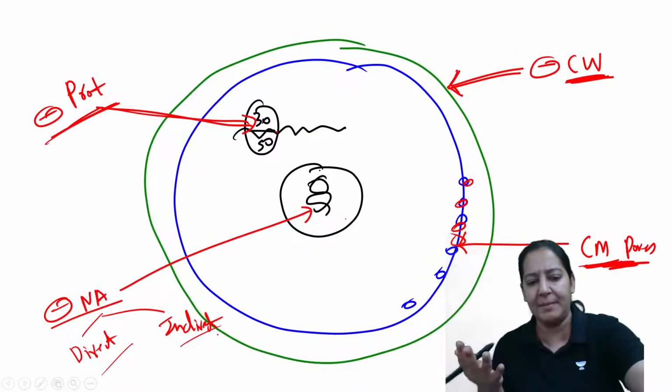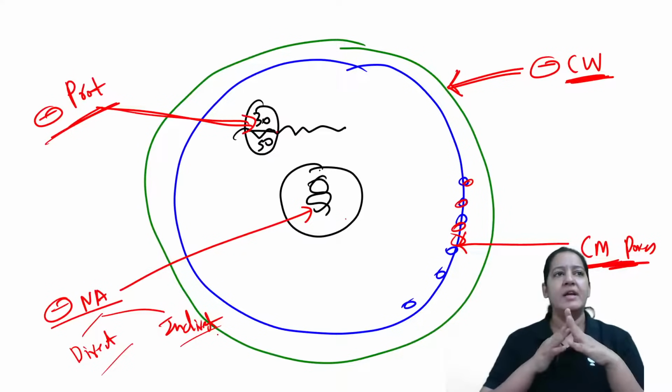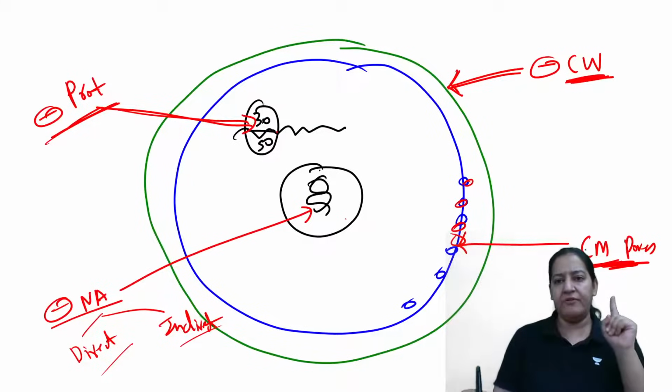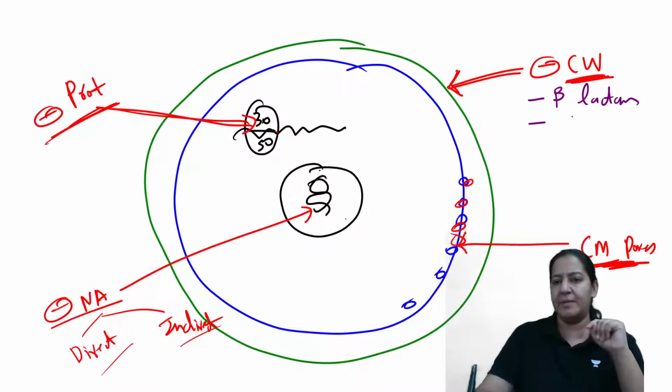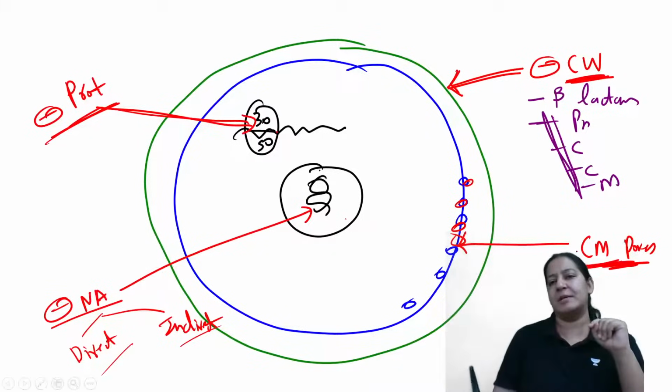Can any one of you tell me the name of drugs in each category? Tell me the name of the drugs which inhibit cell wall synthesis. Cell wall synthesis inhibitors: all beta lactams. There are four beta lactam antibiotics, that is penicillin, cephalosporin, carbapenem, and monobactam. So these are the main cell wall synthesis inhibitors.